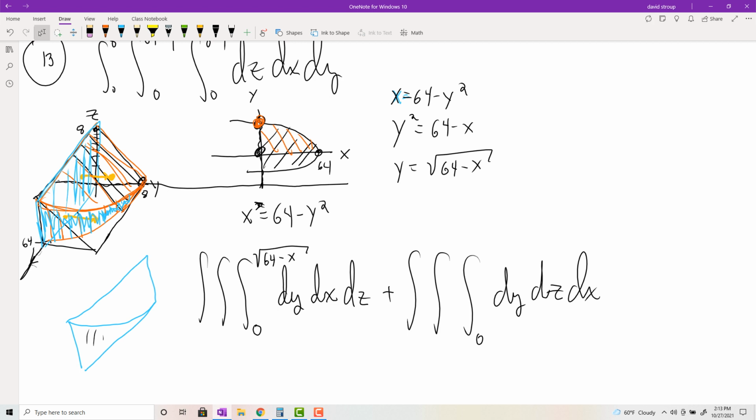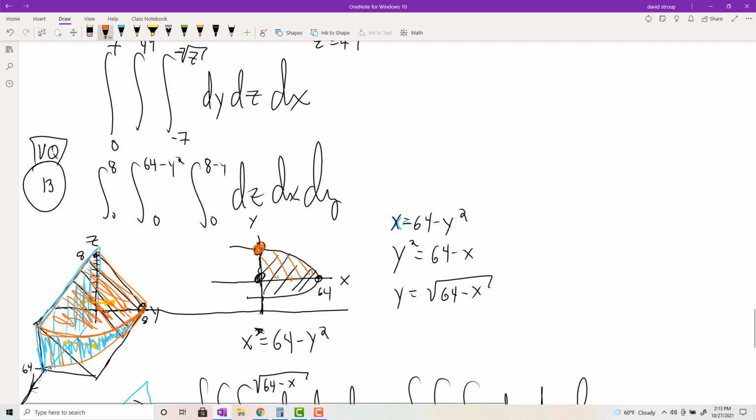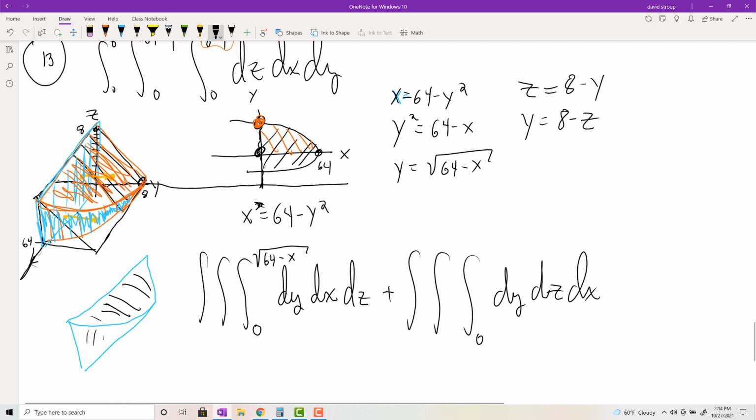64 minus x. The other surface, this region here, which on the three-dimensional graph is this part, is just a plane. Currently the name of that plane is z equals 8 minus y, right? So I'm going to have to solve that for y. z equals 8 minus y, so y equals 8 minus z, and that would be the second integral.